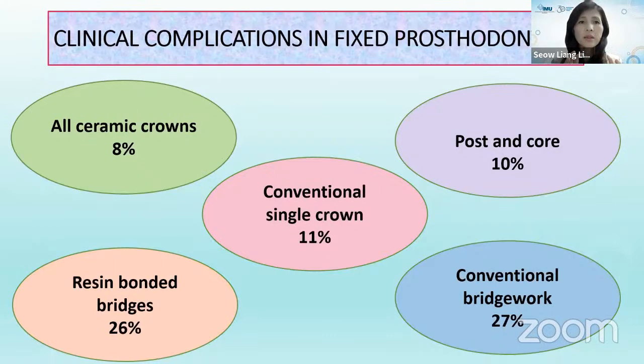So single restorations or link restorations. As you can see now, single restorations tend to have lower failure rate as compared to link fixed prosthodontics, for example, conventional bridge work, fixed bridge, for example, or cantilever bridge, and also resin bonded bridge. They tend to have higher failure rates.